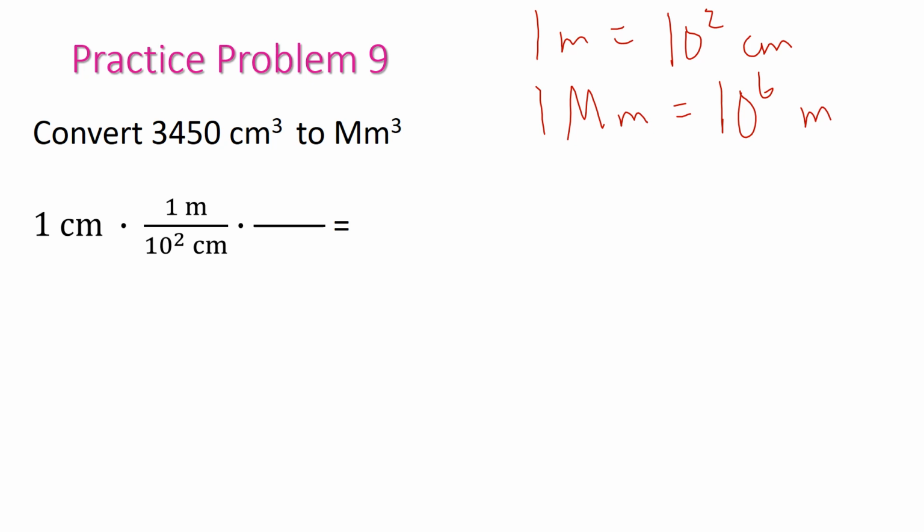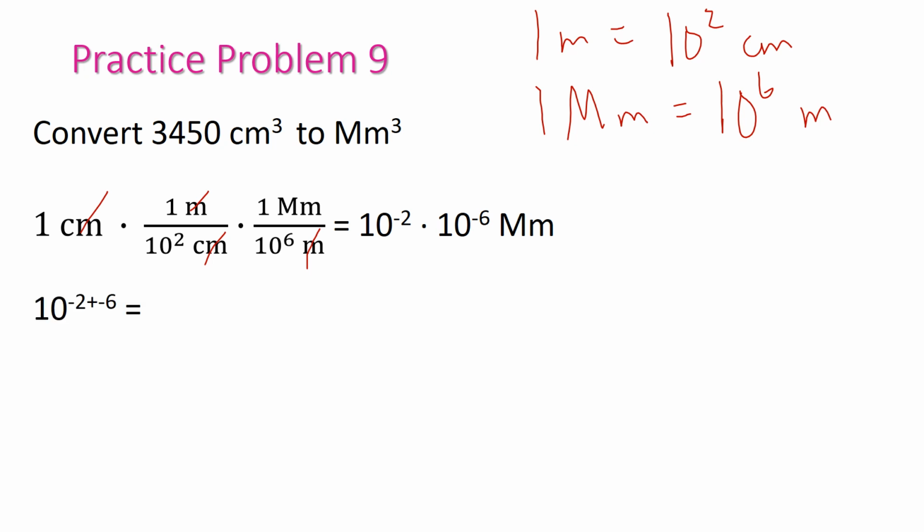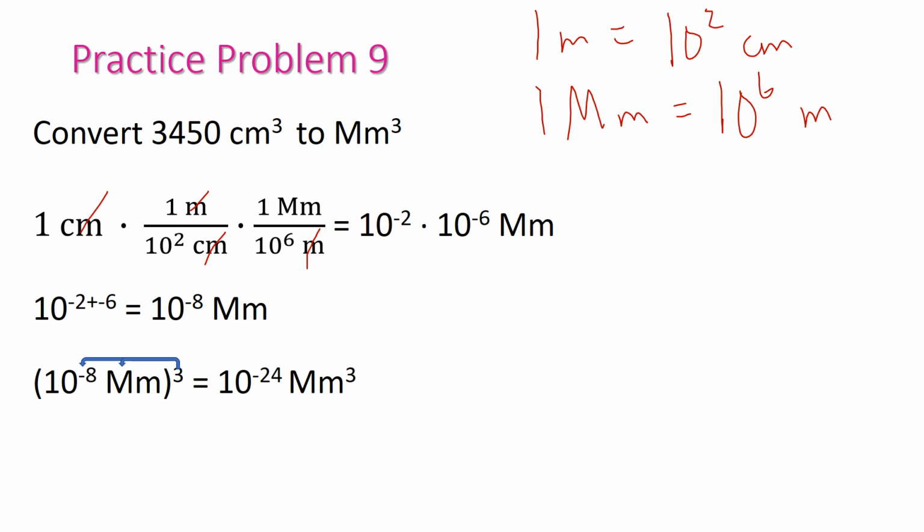Now I need to cancel my meters, so we divide 10 to the 6 meters. And on top, 1 megameter. Our centimeters cancel, meters cancel. We're in business. So this becomes 10 to the negative 2 times 10 to the negative 6. What do we do to those exponents? We add them. Negative 2 plus a negative 6, negative 8. But we are not just converting in 1D, we need 3D. So what do we do? We cube, distribute, distribute. Negative 8 times a positive 3 is negative 24 megameters cubed.